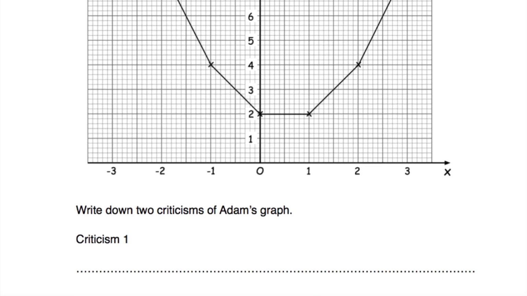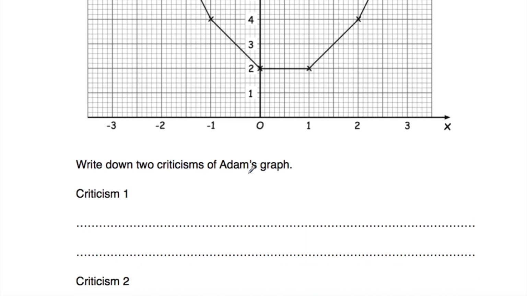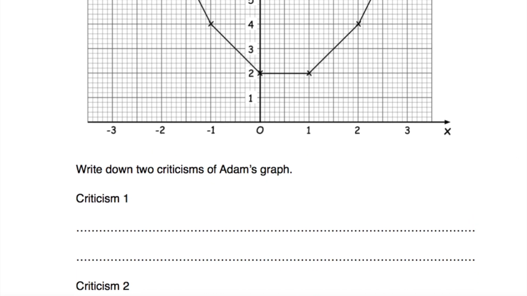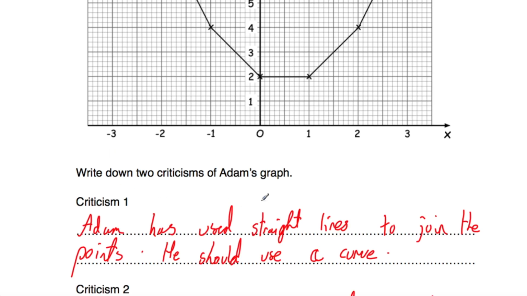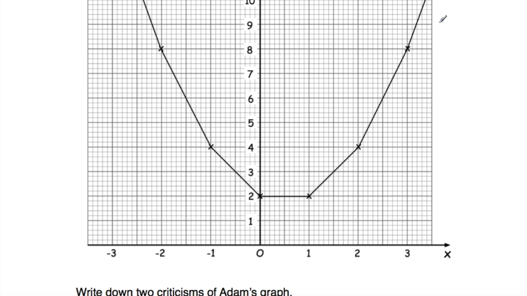And then if we carry on, we're asked to write down 2 criticisms of Adam's graph. So I want to give 2 criticisms. Well, one, he's joined the points up with a ruler, so he's used straight lines rather than curves. Let's write that down. So I've just written down that Adam has used straight lines to join the points. He should have used a curve, so he shouldn't have used these straight lines. He should have used a curve.